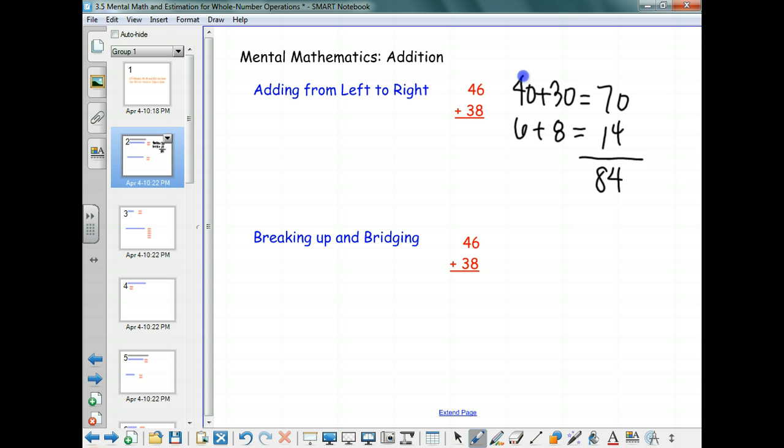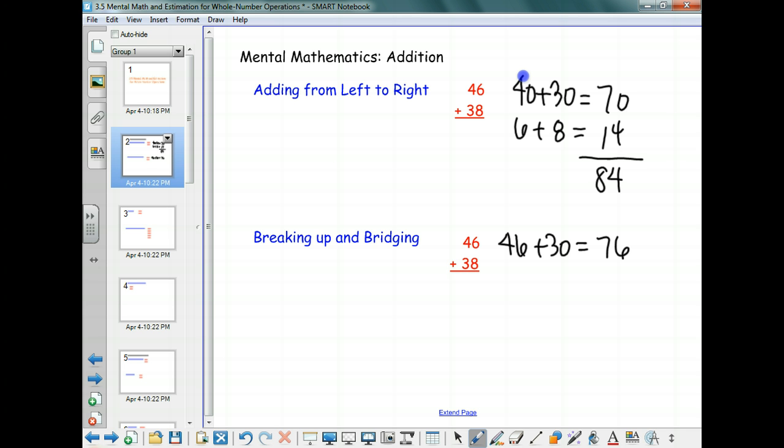Breaking up and bridging. All right, so breaking up and bridging is the idea of taking the first number, and what we're going to do is we're going to add something to it, but we're not going to add 38. We're just going to add 30. So what's 46 plus 30? 76. And why is it friendlier to add the 30 as opposed to adding 38? Because I've got a 0 in it, right? And I end up with no carrying. I mean, that's the kicker, right? There's nothing that exceeded the value of the place values that I'm in, and I don't have to carry anything.